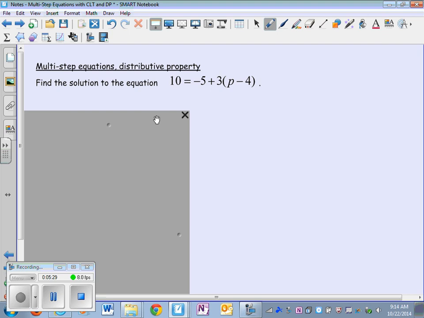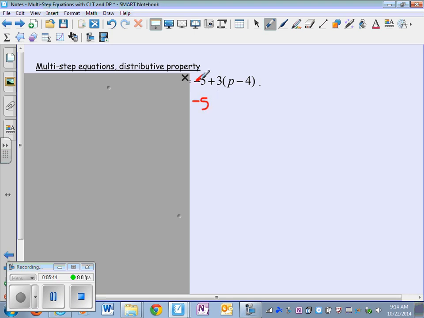There are a couple things that need to be done to simplify this. First, you can see there's distributive property. I'm not distributing the negative 5 plus 3. I'm only distributing this positive 3. So this negative 5, I'm going to write down here because I'll get to it later. And now I want to distribute 3 to everything individually in the parentheses. So 3 times p is positive 3p. 3 times negative 4 is negative 12.